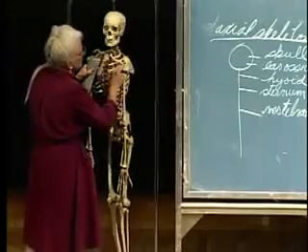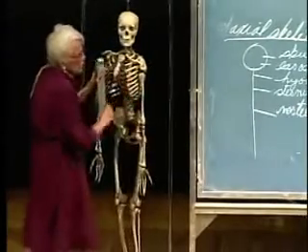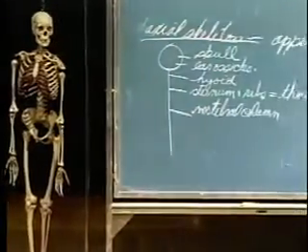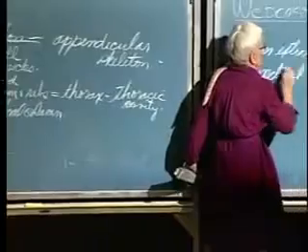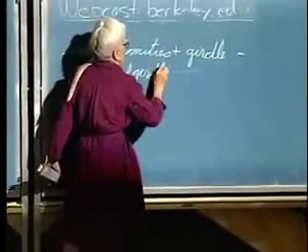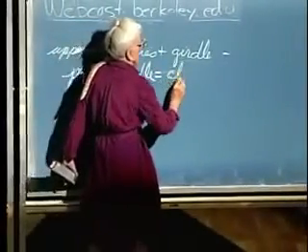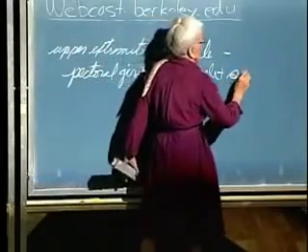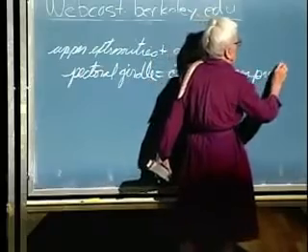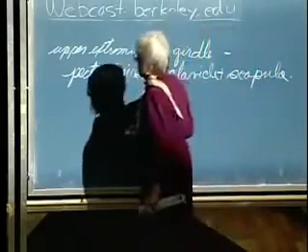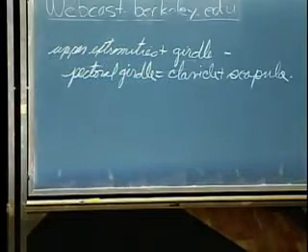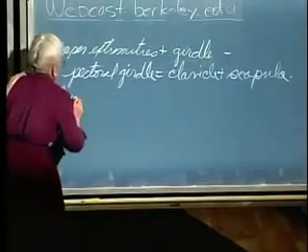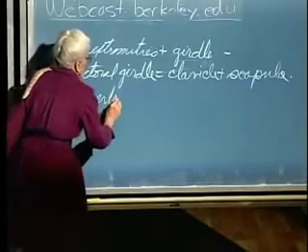So the clavicle and the scapula make up what's called the pectoral girdle. The pectoral girdle equals the clavicle and the scapula. The lower extremity also has a girdle.